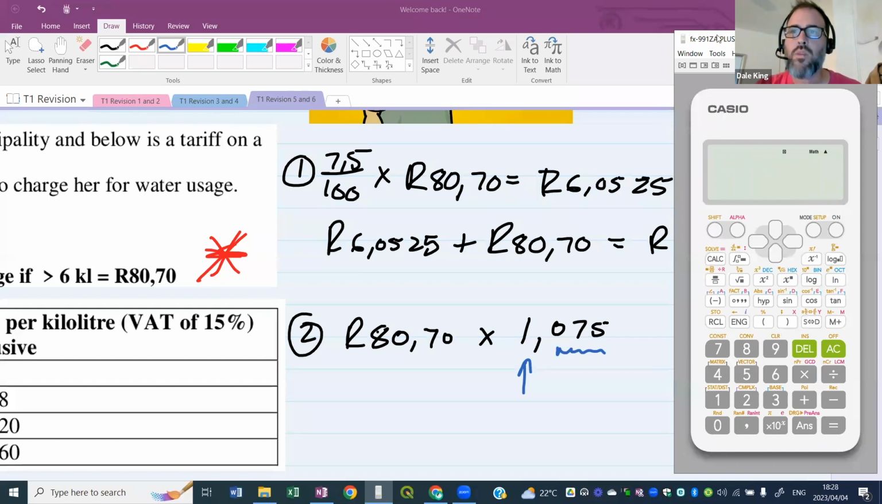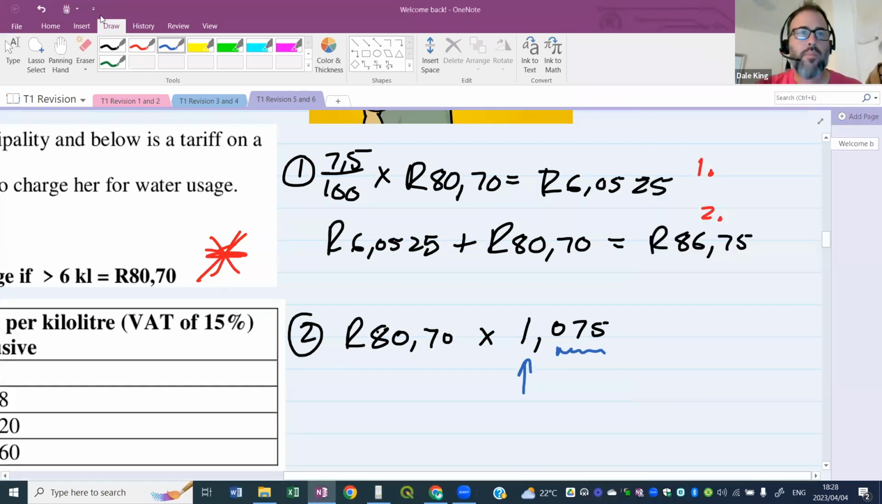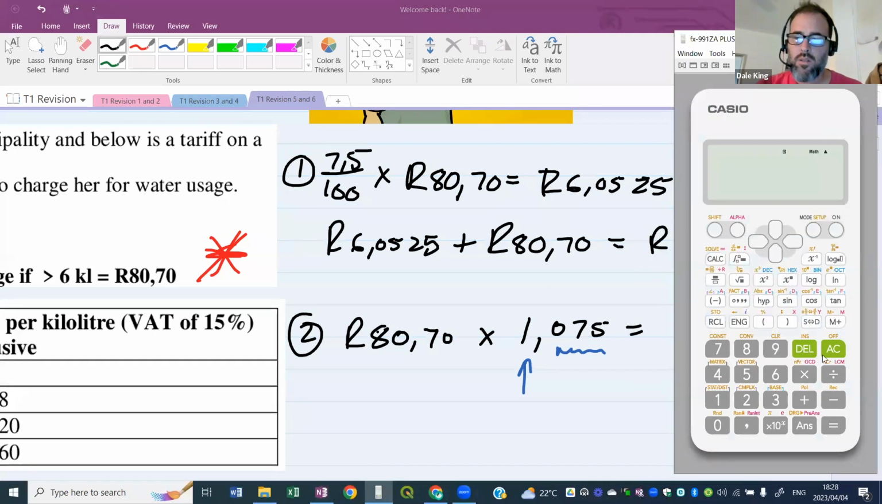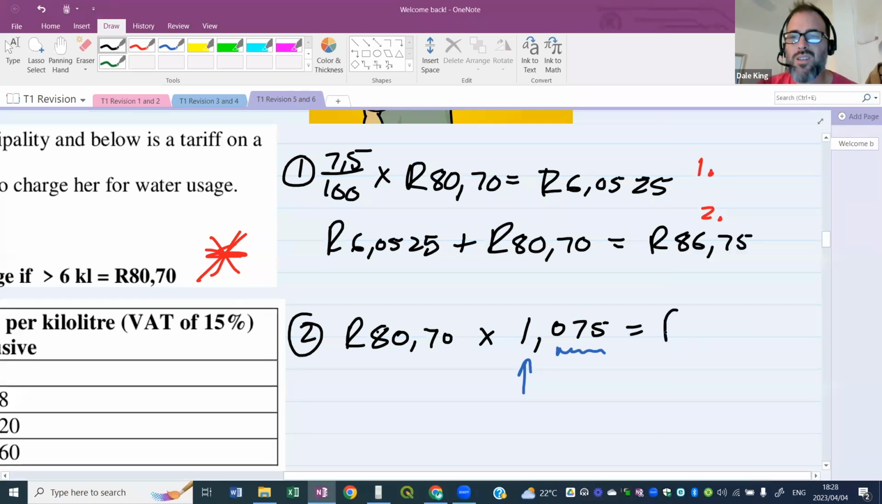Okay, so that was the quick method that we learned. And if we do this on the calculator, 80.70 times 1.075, we get 86.75. We get the same answer, so 86.75. So that's just a quicker method. You don't have to use it. I'm not saying you must, but it is there. It's quick and easy. That'll increase a number by a percentage. Okay, so that's question 1.